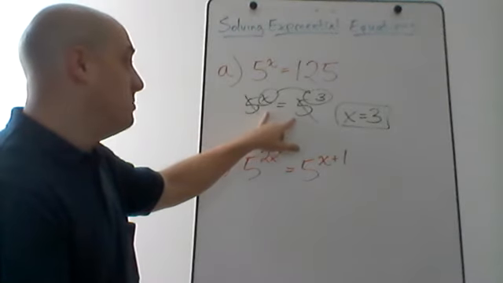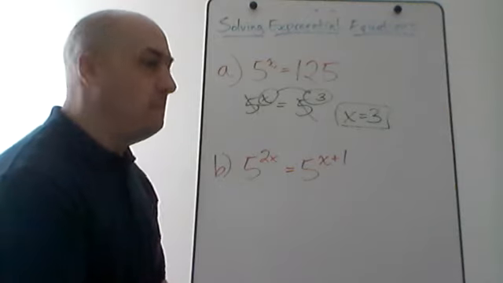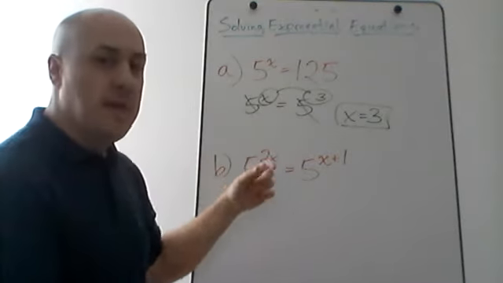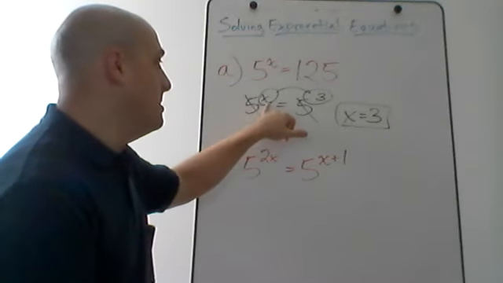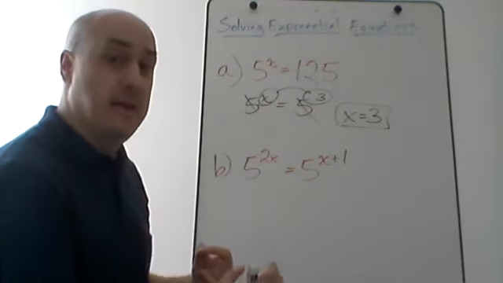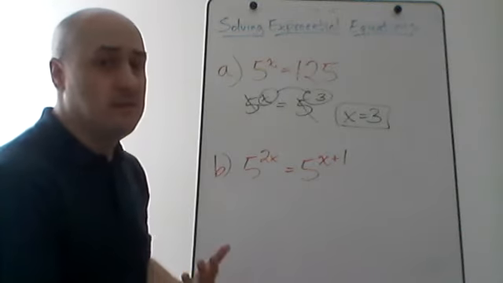So since this function is one-to-one, if 5 to the x equals 5 to the third power, well, if those outputs are the same, that means the inputs also have to be the same. Right? That means this exponent has to equal that other exponent. If it was not a one-to-one function, that would not necessarily be true.